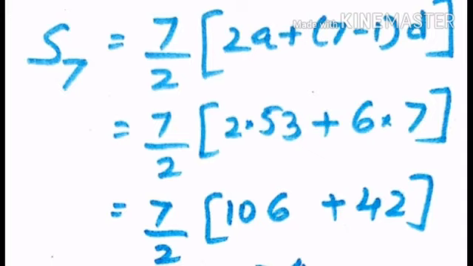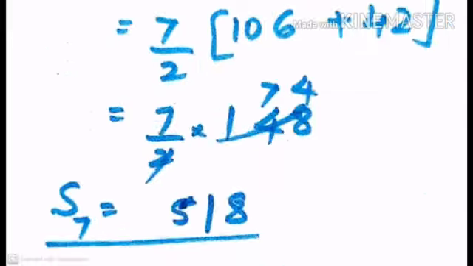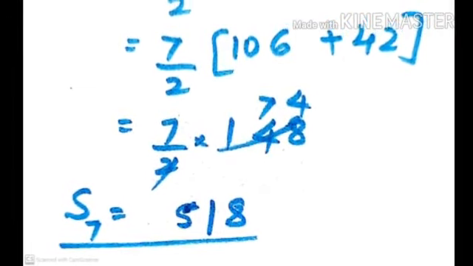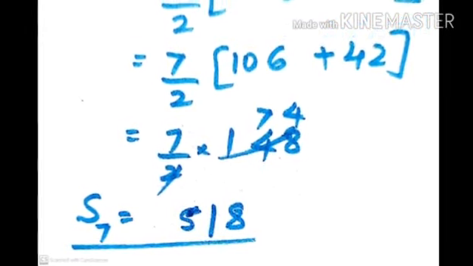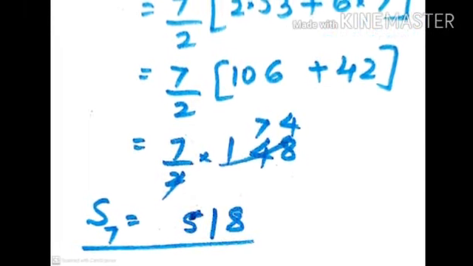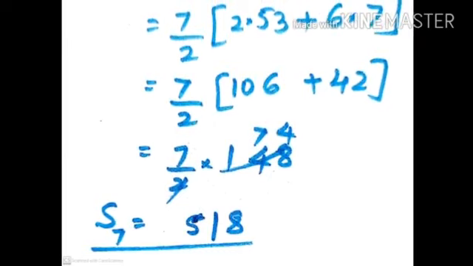So 7 by 2, and in the bracket 53 2s are 106 plus 6 7s are 42. So in the bracket 106 plus 42 must be added, and then it will be divided by 2. So here we get 7 by 2, then adding gives 148, and dividing it we get 74. So 74 7s are 518. This is our final answer. Students, the textbook answer may vary, but this is the correct answer. You have to think that the first number is 53 and there are 7 terms. So how can it be 168 as the answer?